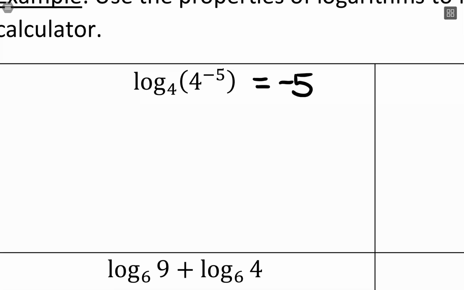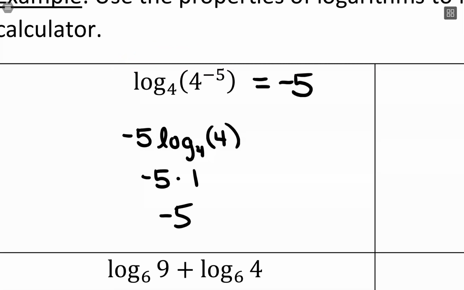If you wanted to use our new rule, what we could say is, well, that exponent of -5 would go out front. So we would have -5 times log base 4 of 4. And log base 4 of 4 is just 1, so -5 times 1 is -5. So sometimes there's more than one rule that you can use, and they'll get you to the same solution.